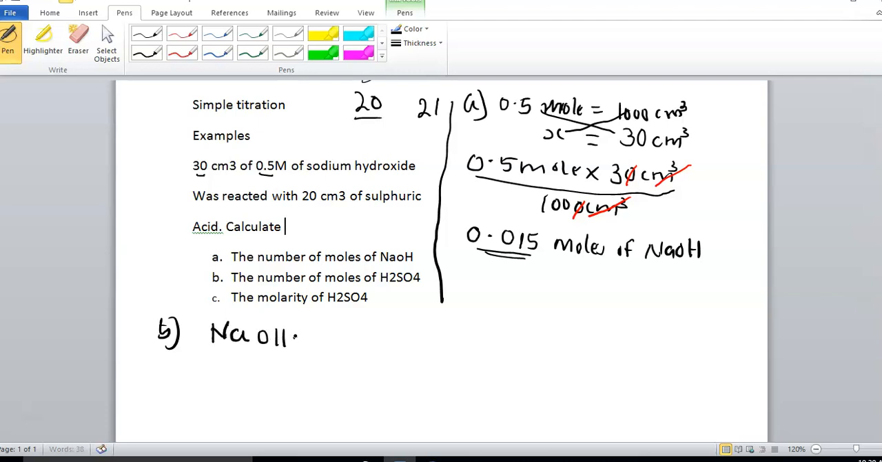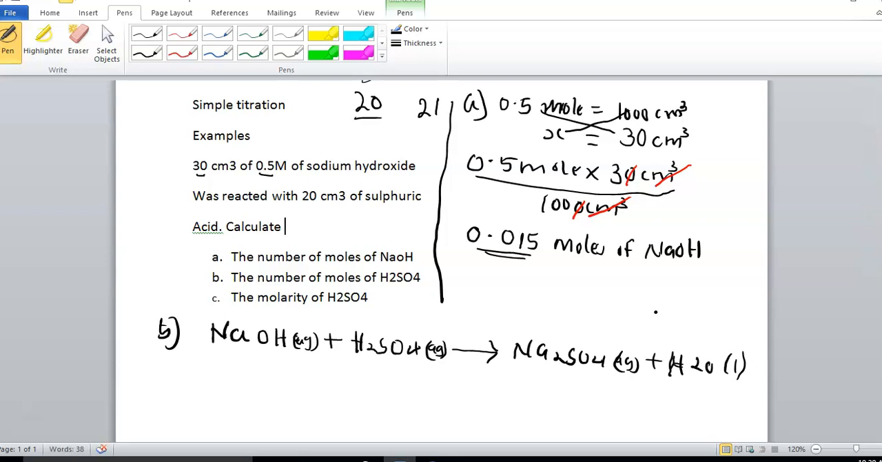Sodium hydroxide aqueous plus sulfuric acid aqueous, then an arrow. The products will be sodium sulfate aqueous plus water liquid. So this is what we have: sodium sulfate plus water.